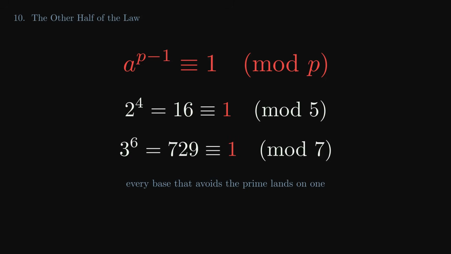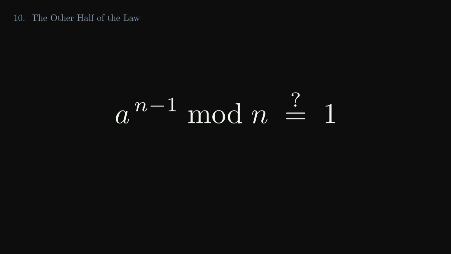This version is the one people actually reach for, because a fixed answer of 1 is a sharp thing to test against. If you have a number and you want to know whether it might be prime, this gives you a lever. Raise a base to 1 less than that number, take the remainder, and see whether you land on 1. That lever is called the Fermat primality test, and it is genuinely useful, but it comes with a warning worth knowing.